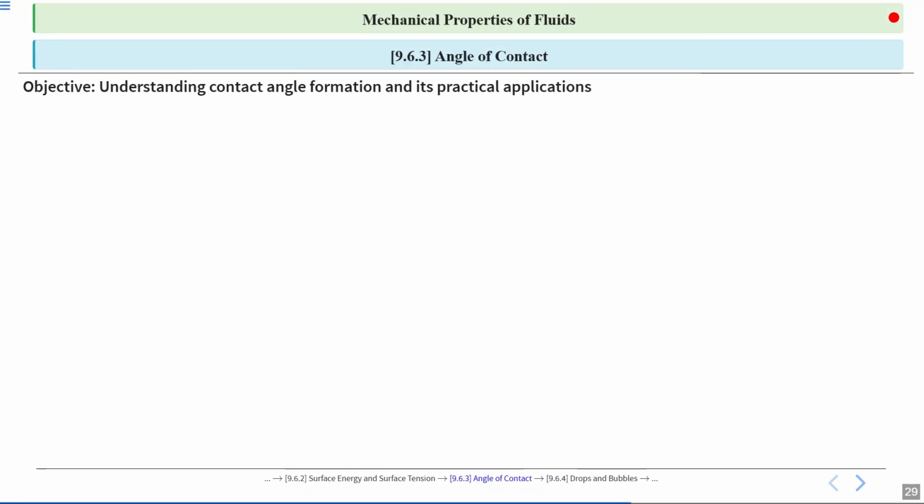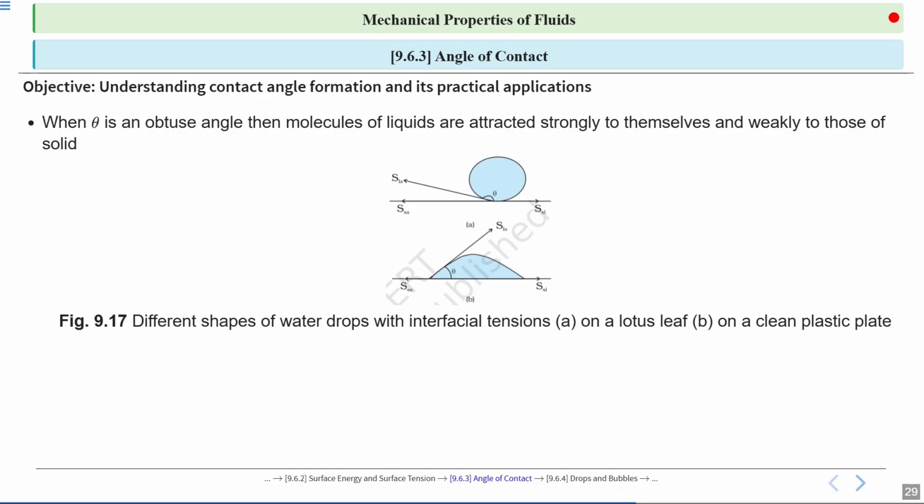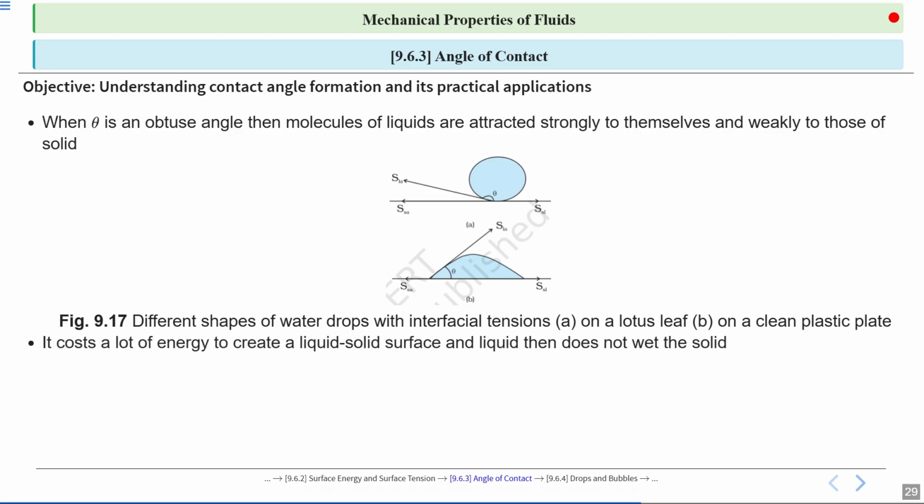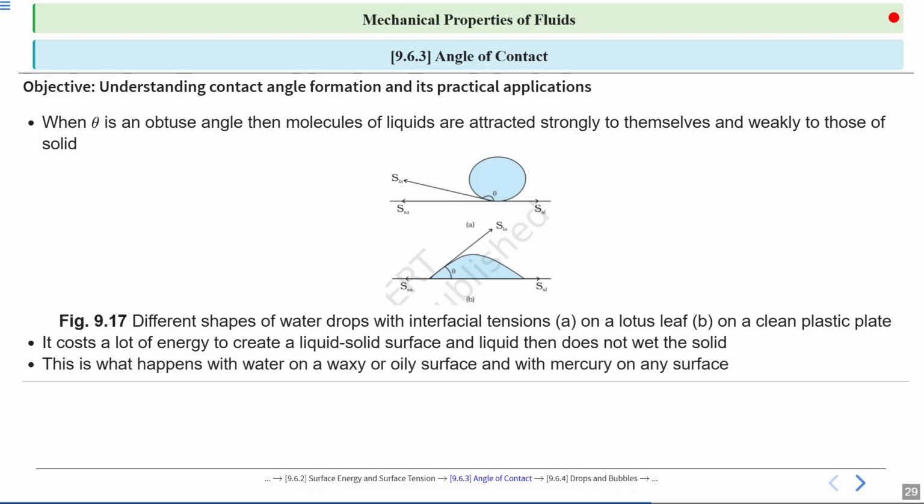Now, when theta is an obtuse angle, then molecules of liquid are attracted strongly to themselves and weakly to those of the solid. It costs a lot of energy to create a liquid-solid surface, and the liquid then does not wet the solid. This is what happens with water on a waxy or oily surface and with mercury on any surface.